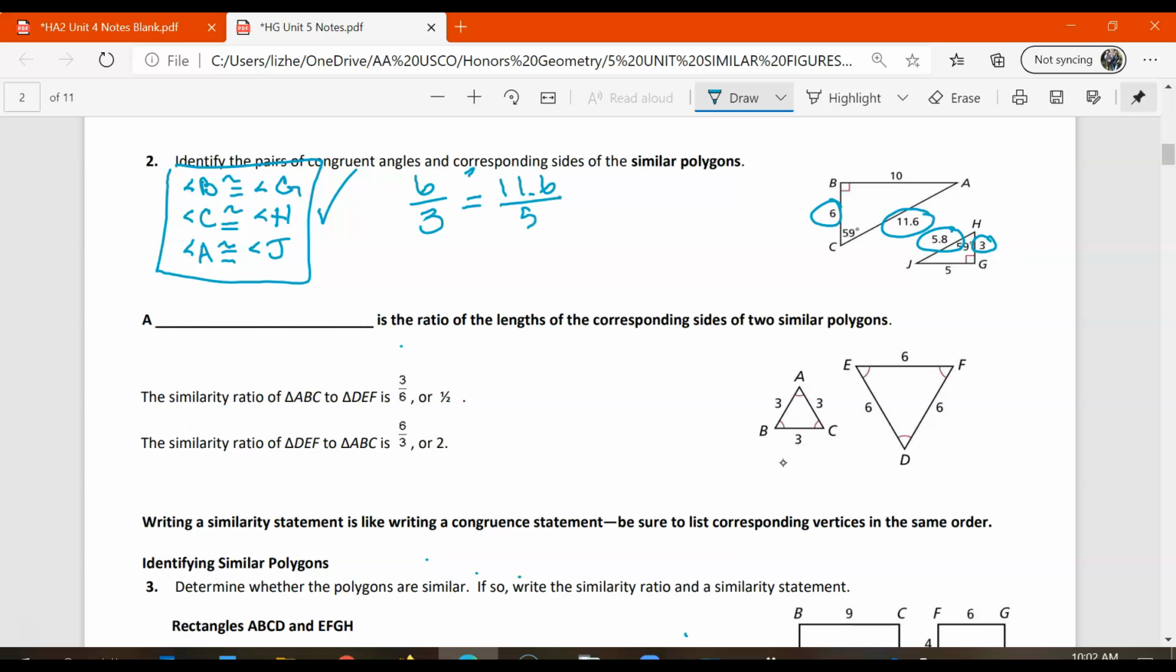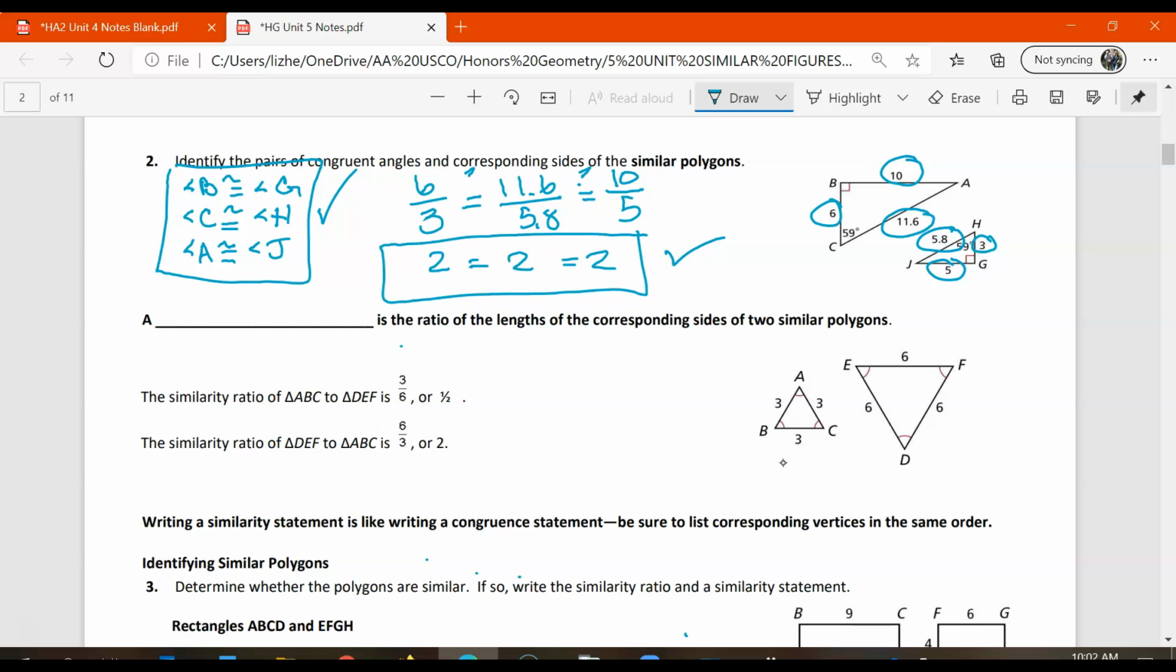11.6 over 5.8. Does that equal 10 over 5? So get all your corresponding sides together and now simplify them. This is 2, and this is 2. So yes, you have 2 steps to prove that these are similar. Okay.